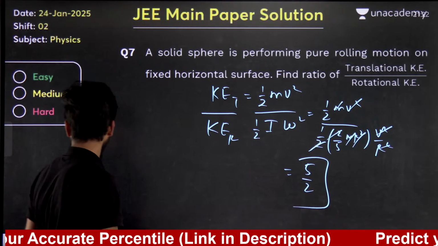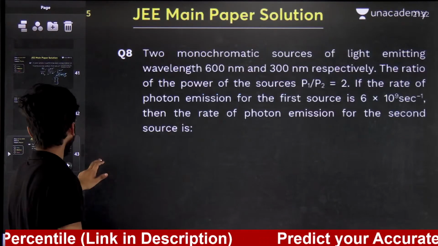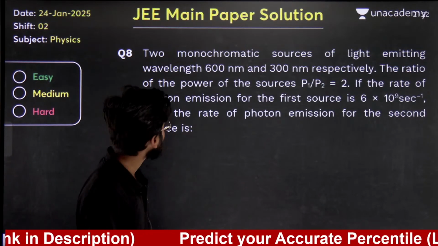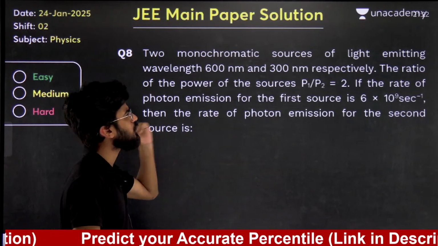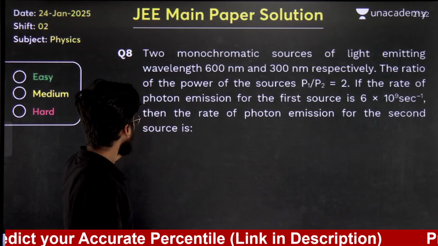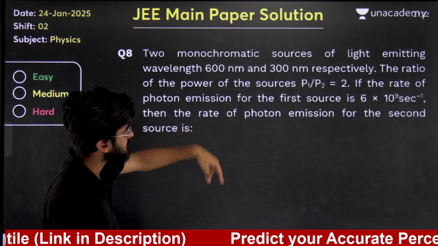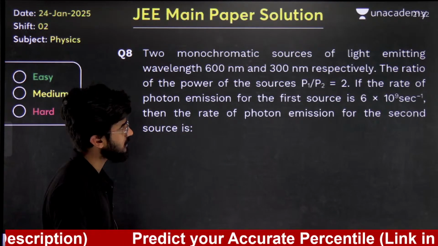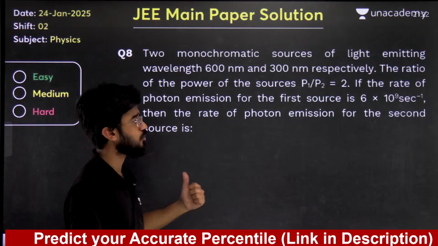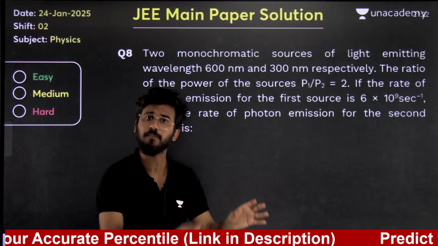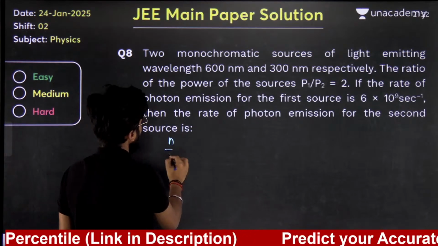Okay. Next question is from photoelectric type something, or we can say the dual nature of light. Okay, but the question is saying monochromatic source is source of light emitting the wavelength this and this. The ratio of the power of the source is this. Okay, the rate of photon emission means the number of photons emitted per second. So n by t is rate of photon emission.